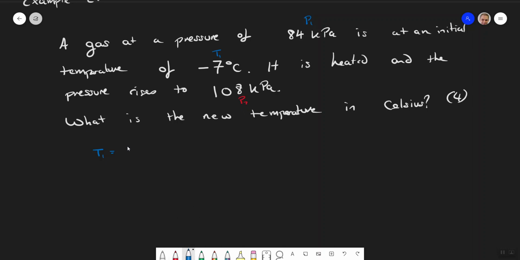So our first temperature has got to go into Kelvin, so we've got to add 273. So we've got -7 plus 273, which is 266 Kelvin. Okay, and now we're in a position to put this in. So we'll have 84 over 266. So we've got P1 over T1, and that's going to equal our secondary pressure, which we now know is 108, over T2. We don't know what T2 is. So that's P2 over T2.